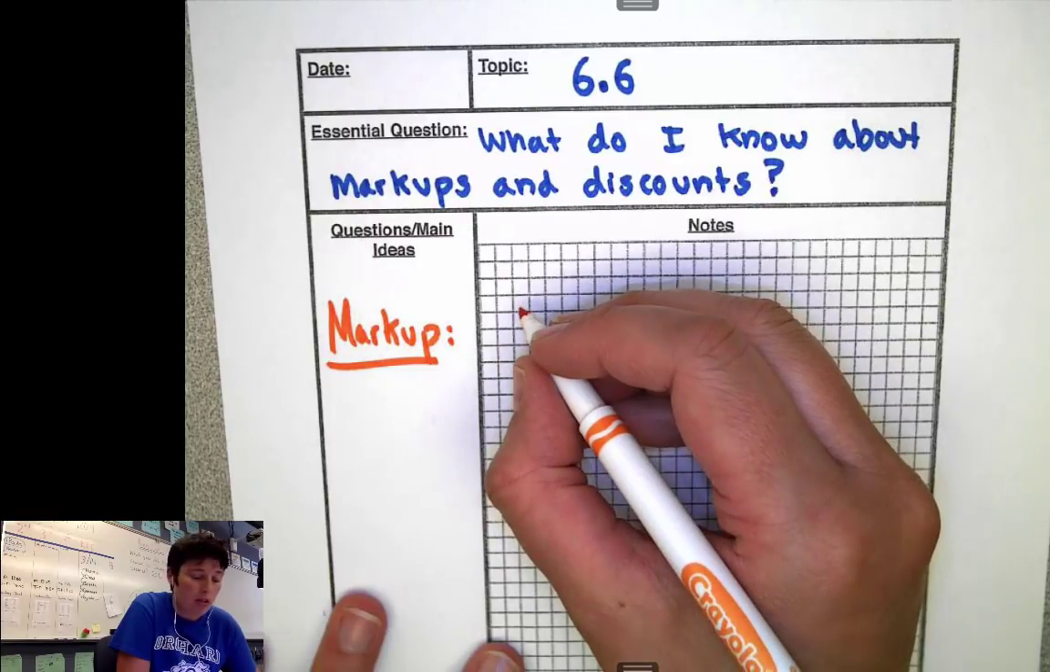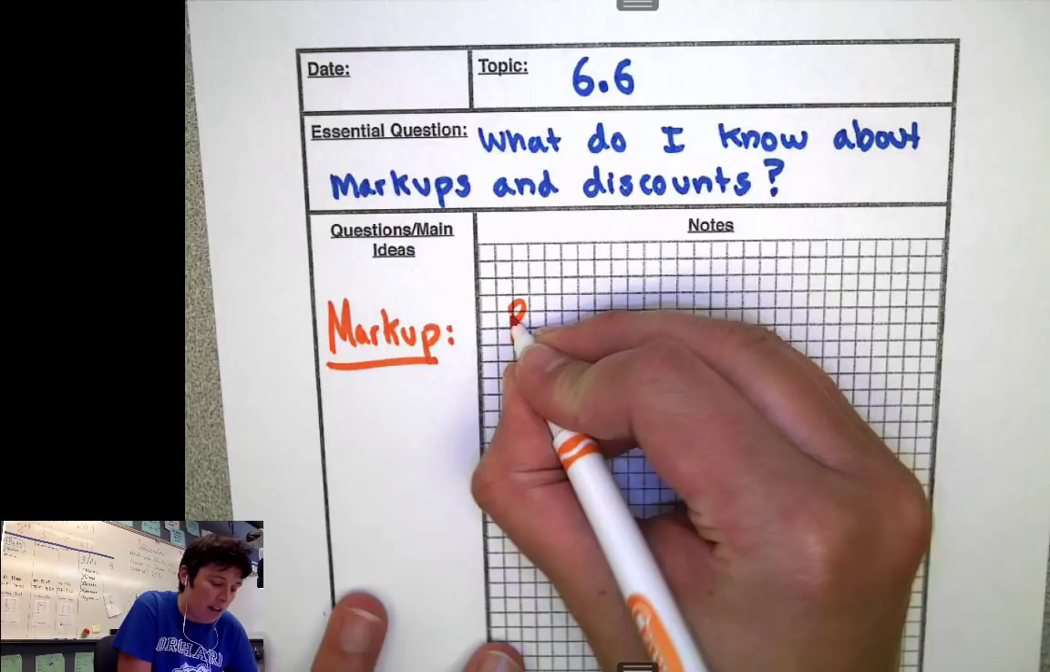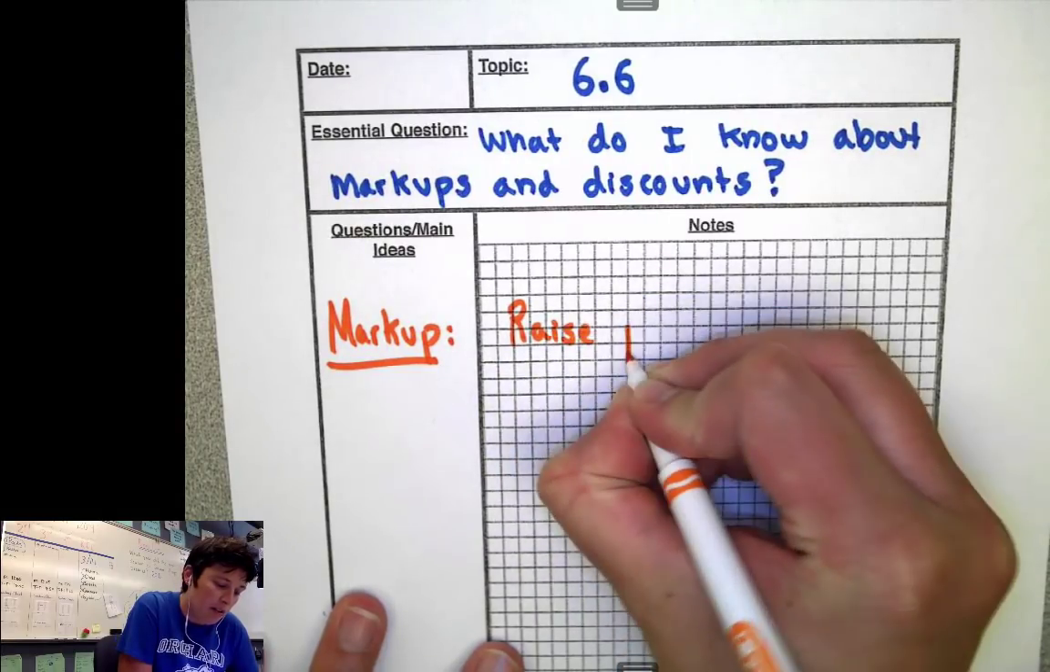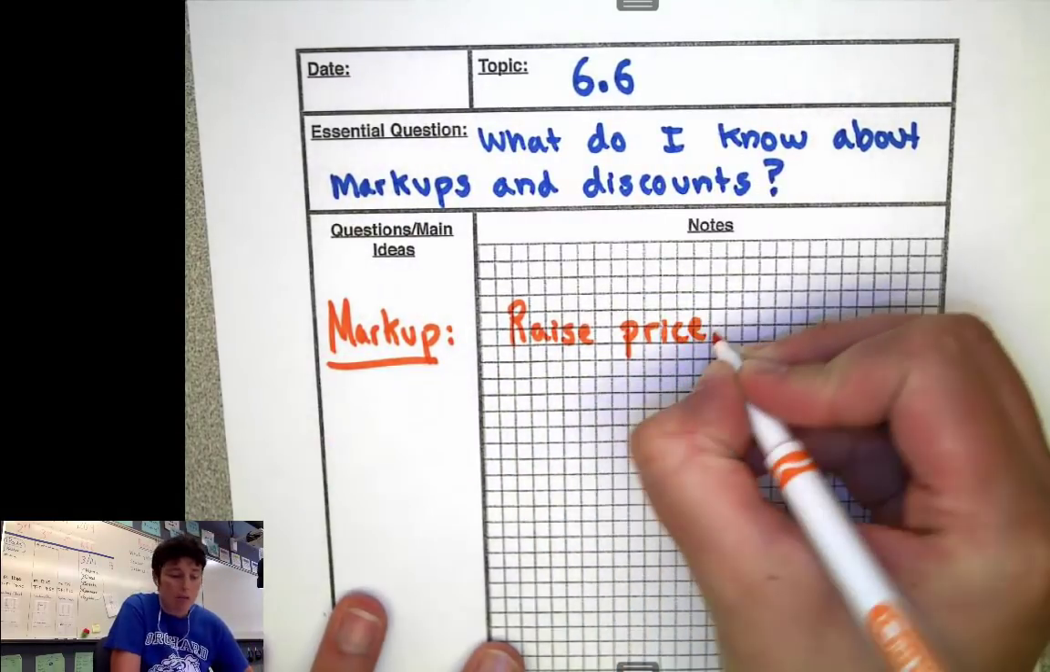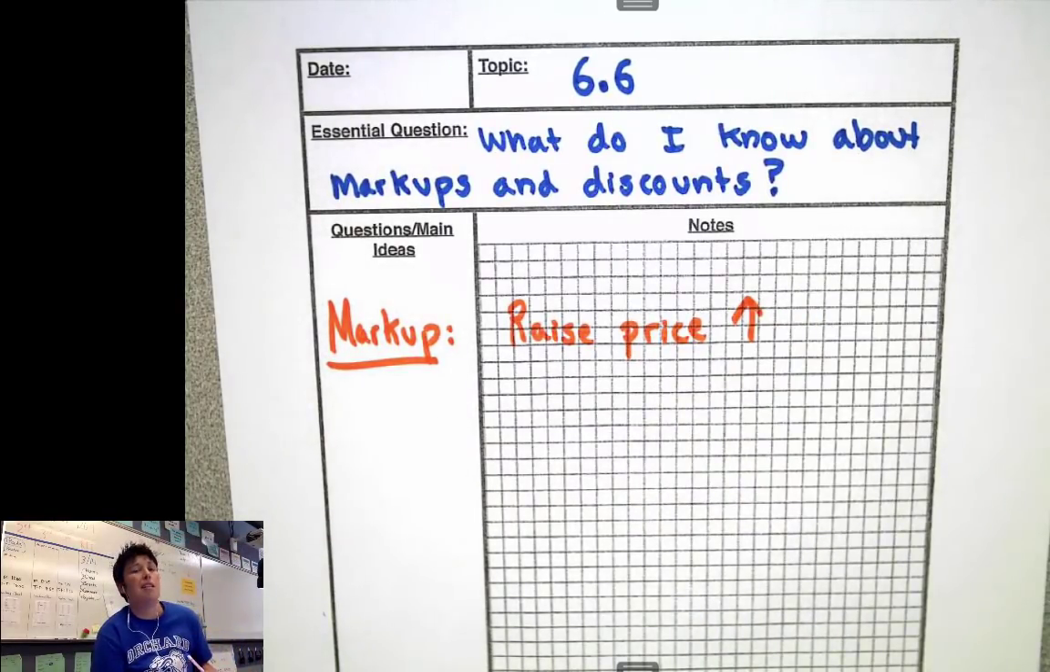So a business owner spends some dollars and buys an item, and then they mark up the price. They raise the price so that they can make money. I'll draw a little up arrow. If they don't do markup, they're not going to make any money, and then having a business doesn't make sense. But they get to choose how much markup they're going to do.